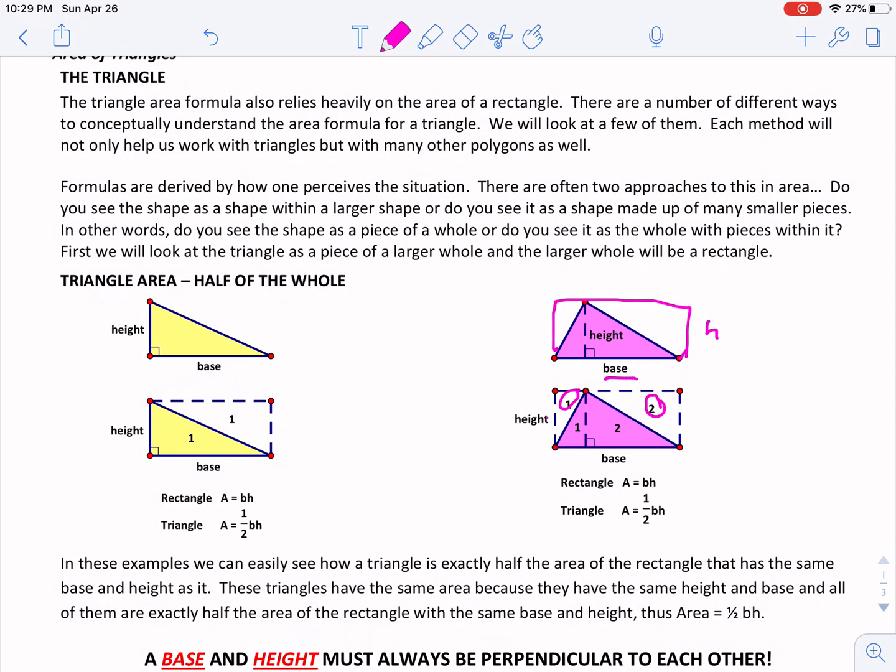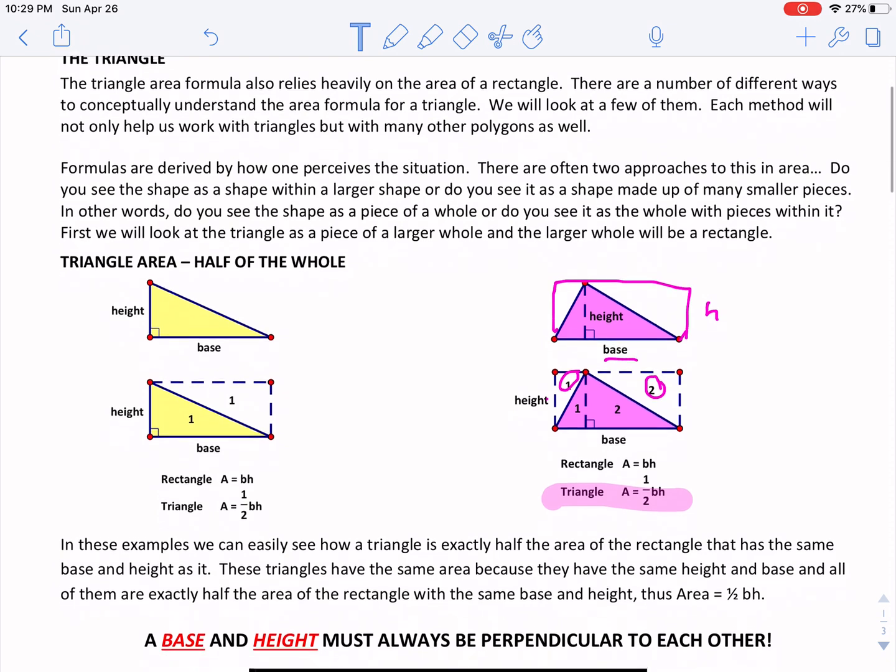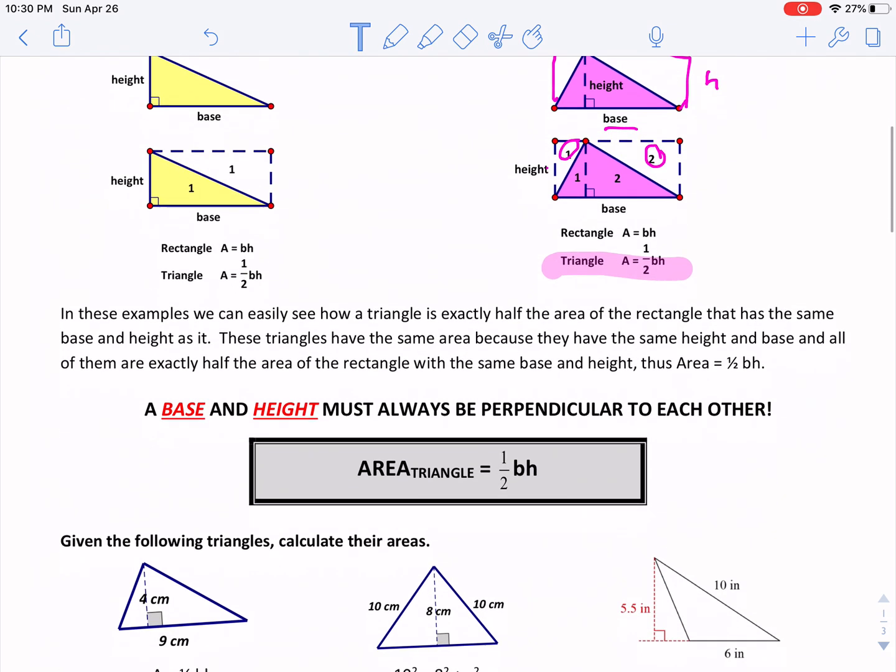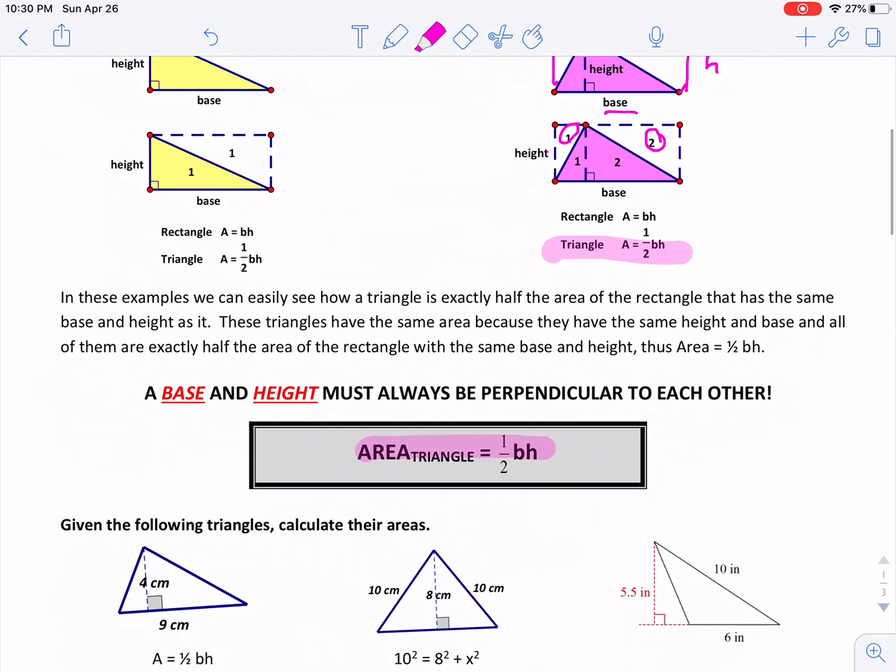So the area of the triangle is half that of the rectangle. Our area of that rectangle is base times height, so our area of the triangle is 1/2 base times height. It's simply just half of the rectangle. We have it a little bit bigger for you right there.